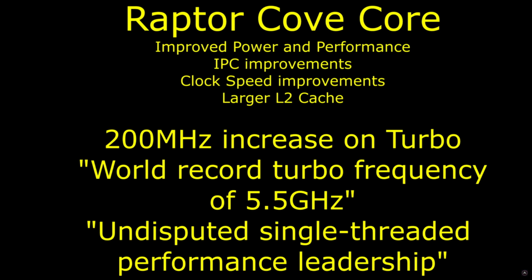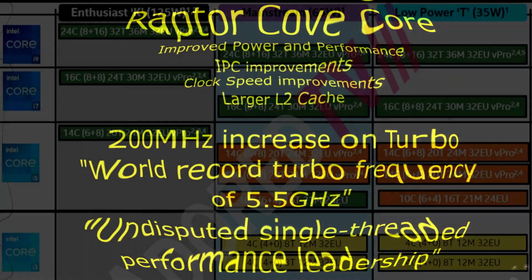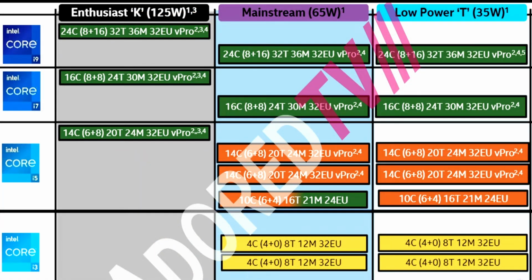According to the leaked data, the lineup will consist of 3 segments that were leaked out in the recent power recommendations. These include the K-Series enthusiast SKUs rated at 125 watts, 65 watts mainstream SKUs, and 35 watts low power SKUs. Coming to the top-end variants, we will be getting up to 24 cores followed by 16 core, 10 core, 4 core, and 2 core variants. The SKUs are detailed below.